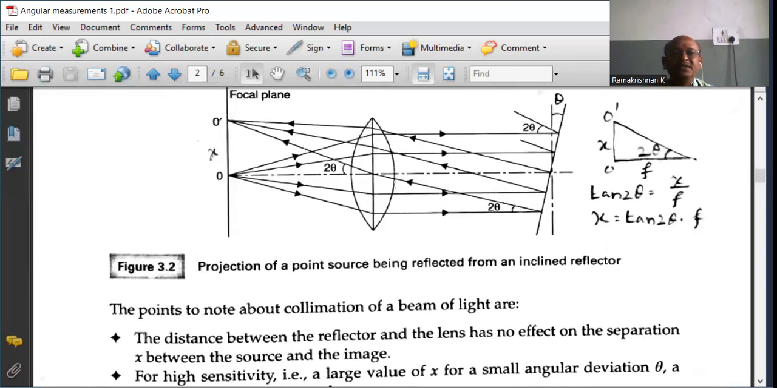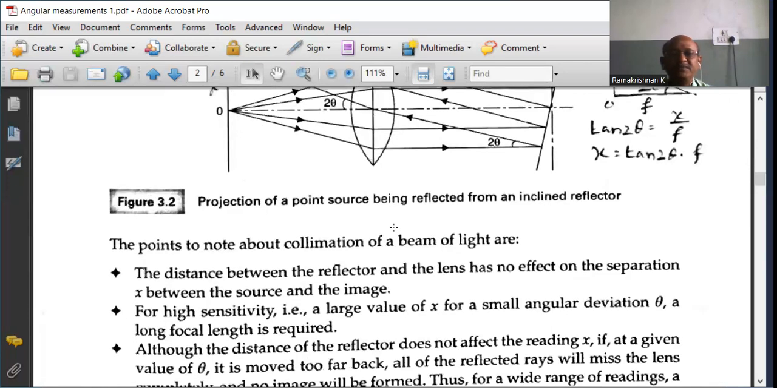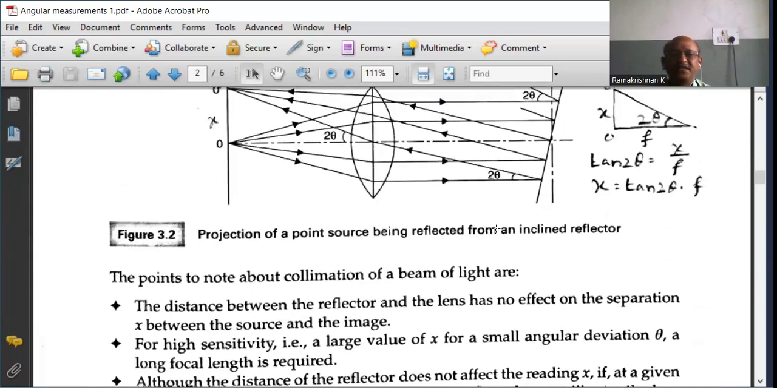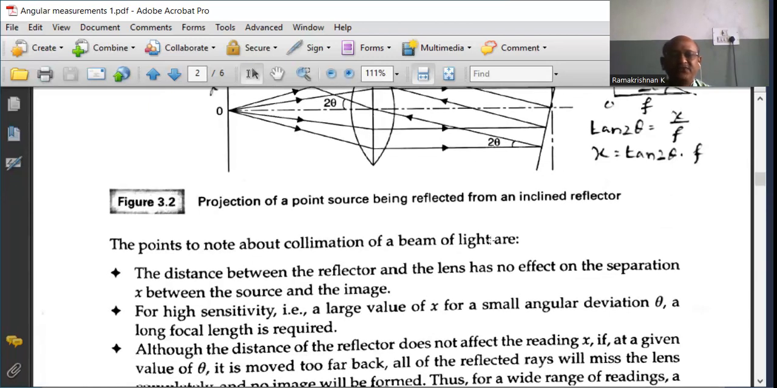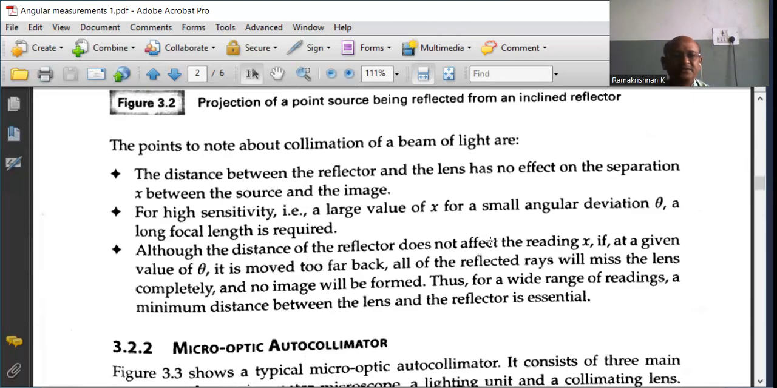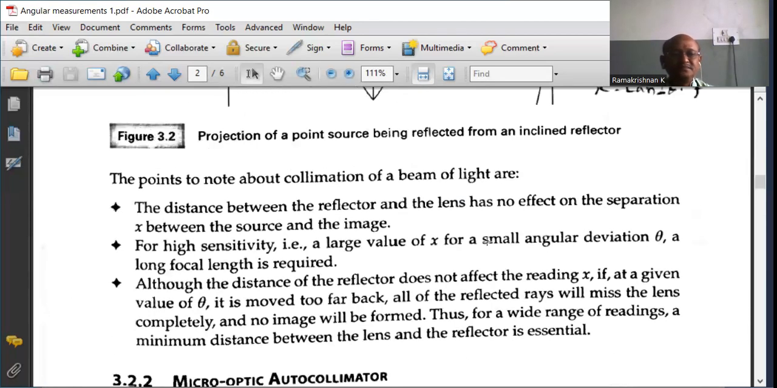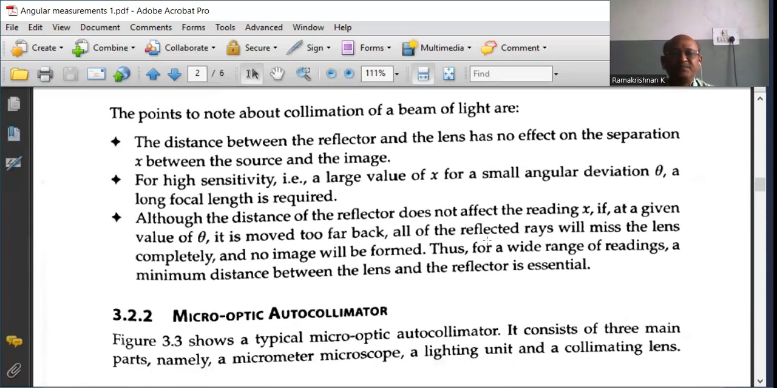Although the distance between the lens and the reflector has no effect on calculating the x value, if the reflector is too far away from the lens, the light rays may miss the collimating lens. There is a chance. So a minimum distance between the lens and the reflector is maintained to capture all the reflected beams and to get the image. This is the principle of autocollimation.